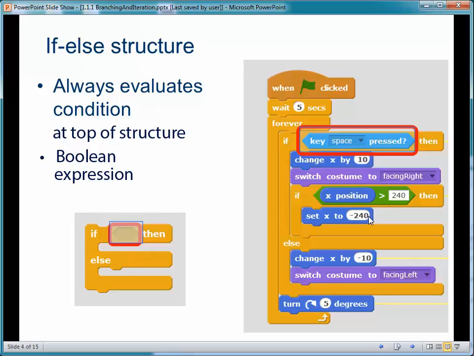The conditional is a Boolean expression. It's evaluated by the computer when the computer first reaches the top of the if-else structure. If the Boolean expression, which by the way means that it has to be true or false, is true, then the computer proceeds to execute the chunk of code in the if chunk. If the Boolean expression is false, then the computer executes the else chunk of code. Either way, the computer continues with the chunk of code that comes after the if-else structure.